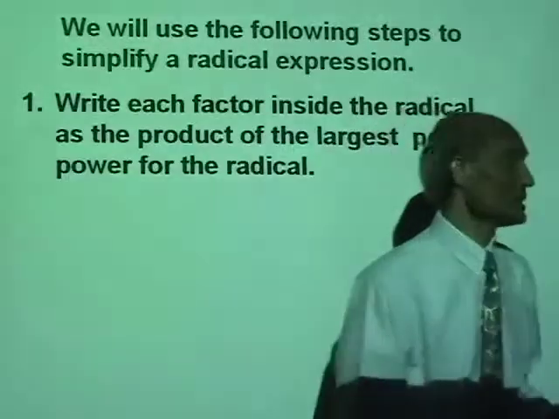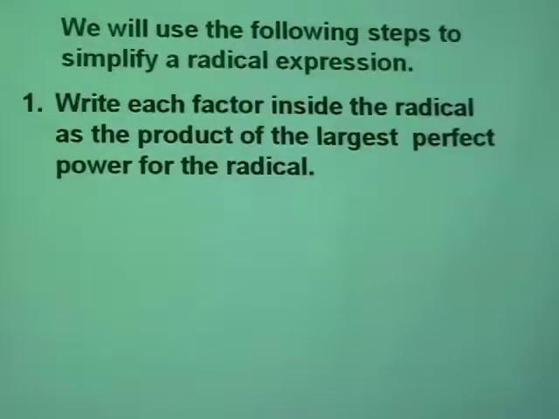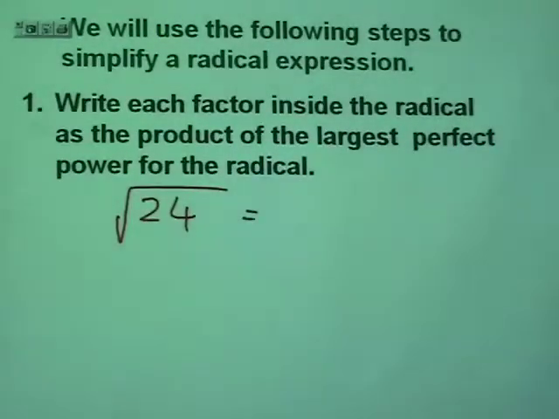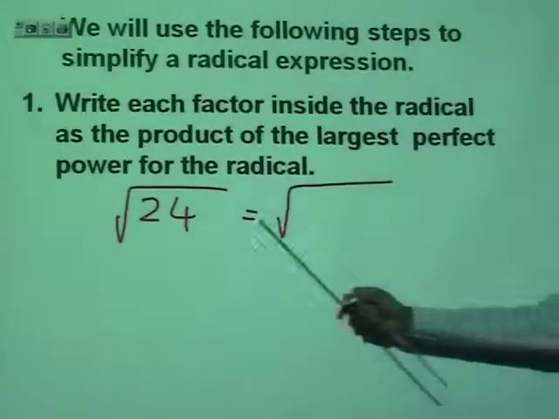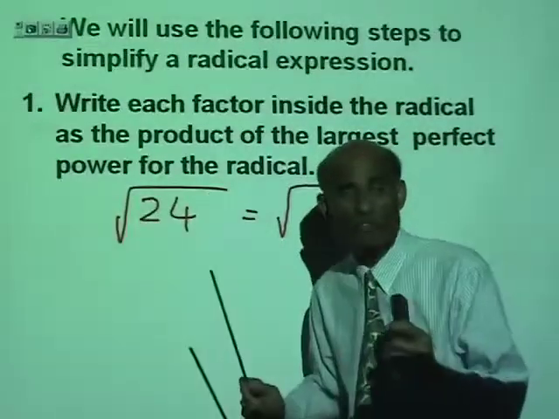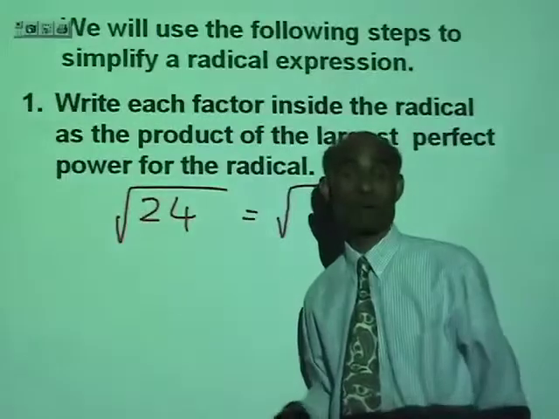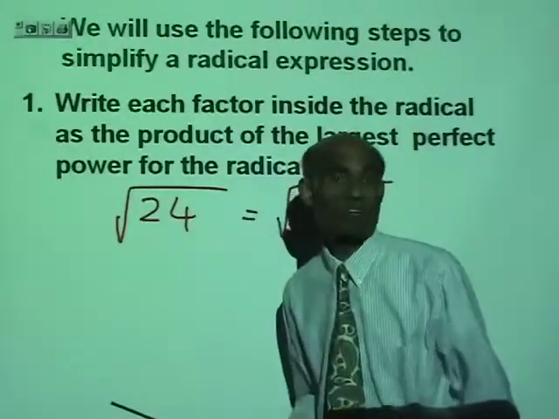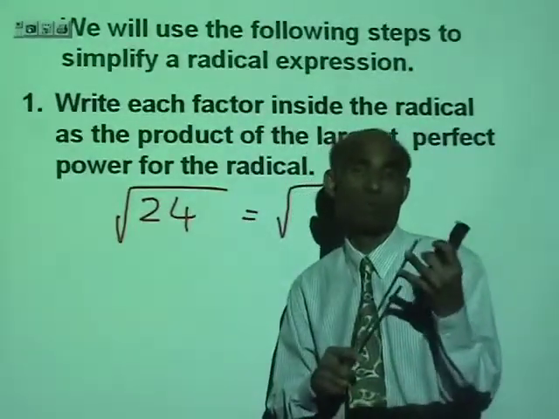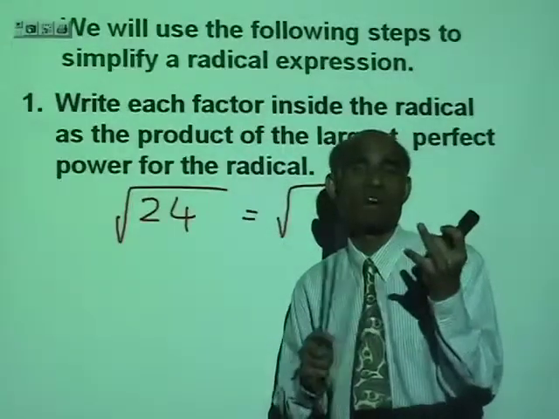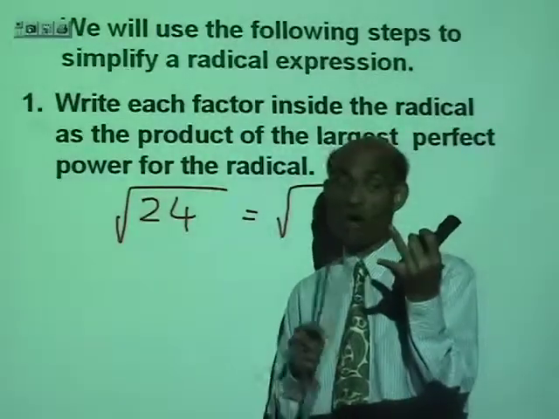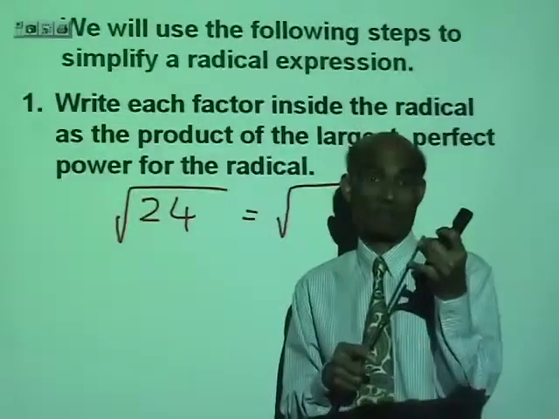In other words, if you have a number, for example, you want to find the square root of 24. You see, what you need to do is write that 24 as the product of a perfect square and another number. Now, 24 can be written as 12 times 2, but that is no good for us because 12 is not a perfect square, 2 is not a perfect square.